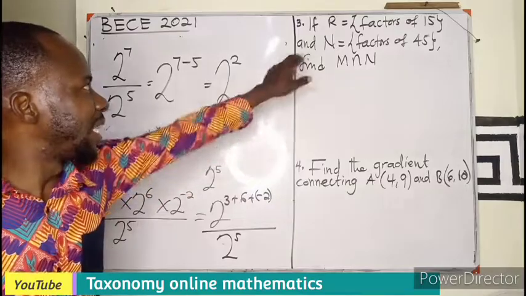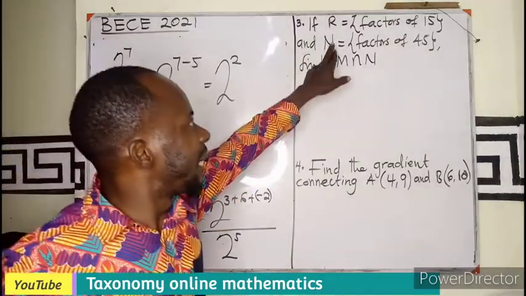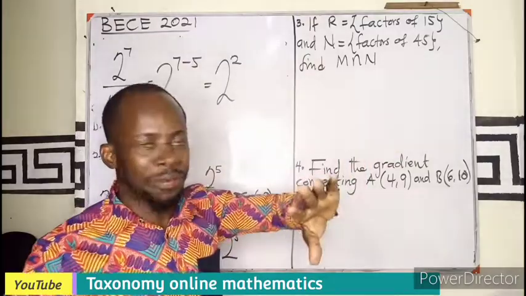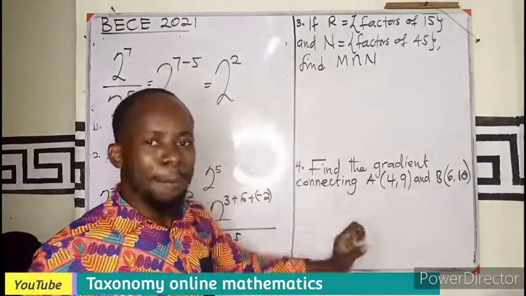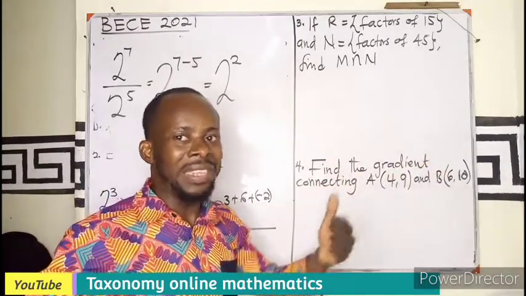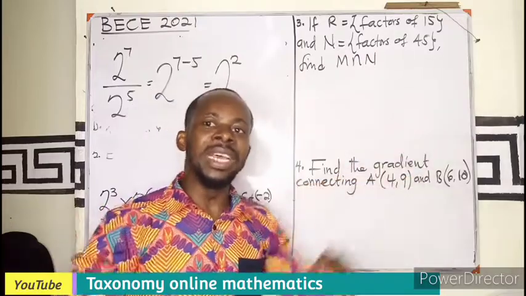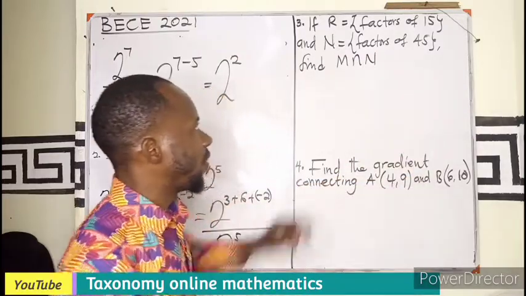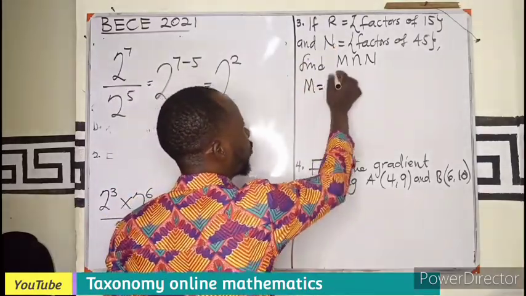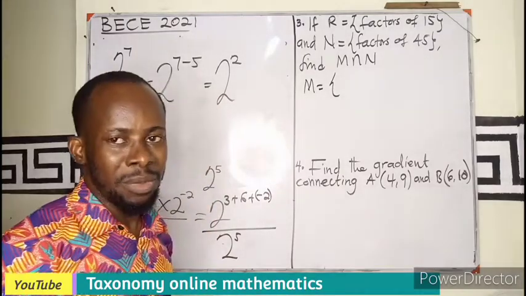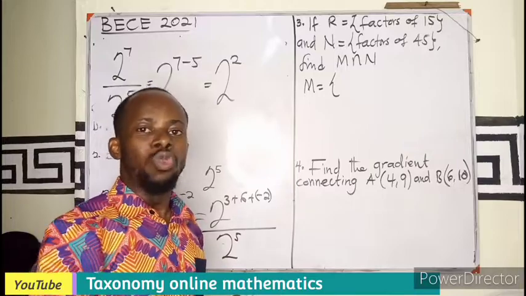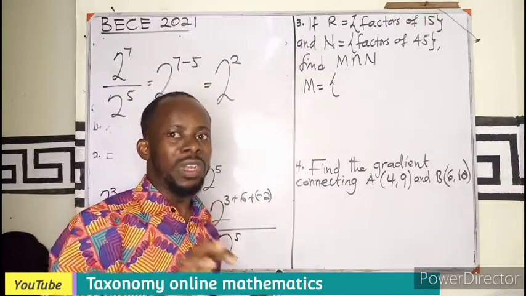Good. Then the next one, which is number 3, M is factors of 15, N is factors of 45. We have to find M intersection N. What will be the values or elements in set M that can also be seen in set N? So I'll first of all list the factors. So M is going to be, what are the factors? Meaning, if you are dividing the number 15 by counting numbers, which one will give you an exact answer, not a remainder?